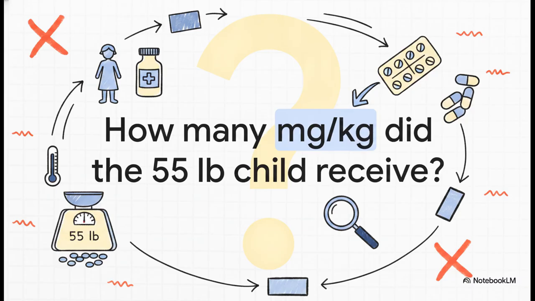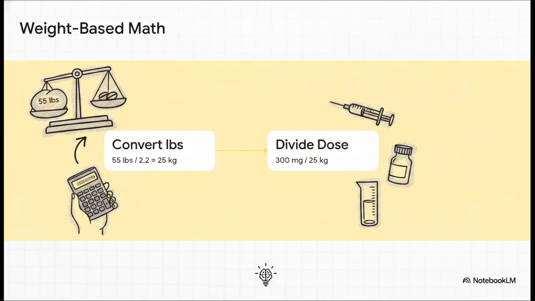You know, exam questions love to throw in extra details, maybe the patient's temperature or some random symptoms, but we have to be ruthlessly efficient. Extract only the useful info, completely ignore the surrounding clinical noise, and focus purely on the weight and the dose. So your absolute first move here is to always convert your pounds to kilograms. We take that 55 pounds divided by 2.2, which cleanly gives us 25 kilograms. Easy enough, right? Next, we take the total dose administered, which was 300 milligrams, and divide it by our newly calculated weight of 25 kilograms.